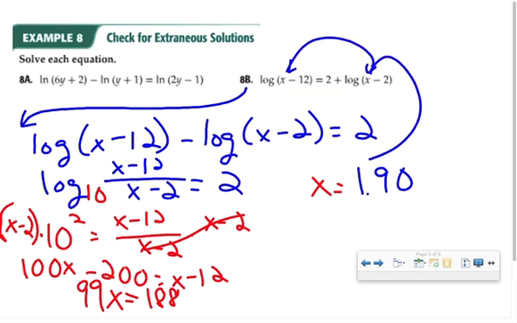And if I take this 1.90 and plug it in here or here, I'll be taking the natural log of a negative number. It's not allowed. So this equation has no solution.